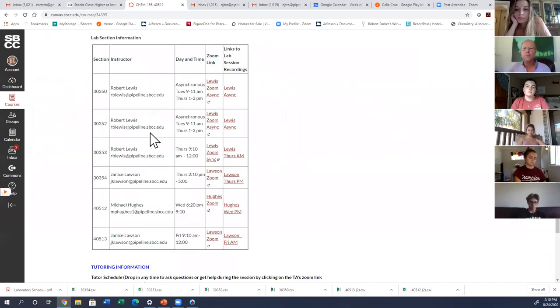Also on this homepage in Canvas, you'll see all the lab section information. So these are the different lab instructors according to your CRN number, all right? Here's their contact information, so you can contact them directly, all right? Here are their Zoom links, right? So at the time when they are giving, when they are online, you can access them right here, all right?